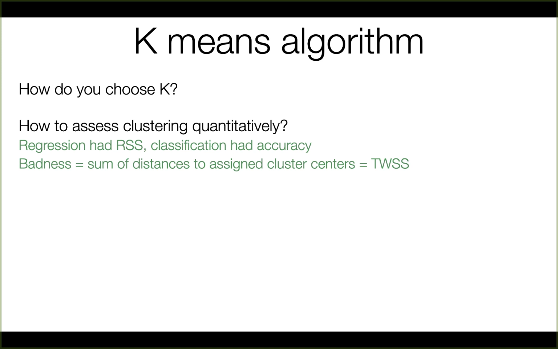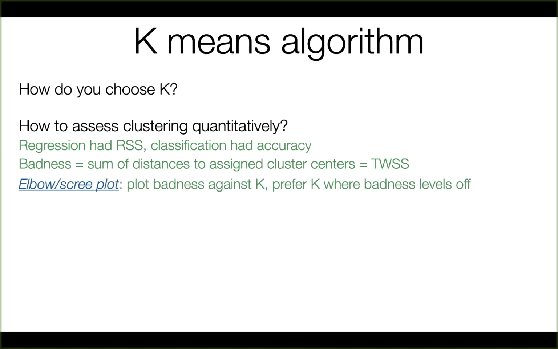Now, one basic way that k can be selected is through what's called an elbow or a scree plot. It plots the badness of the clustering algorithm against k itself, and we prefer k's where the badness levels off.